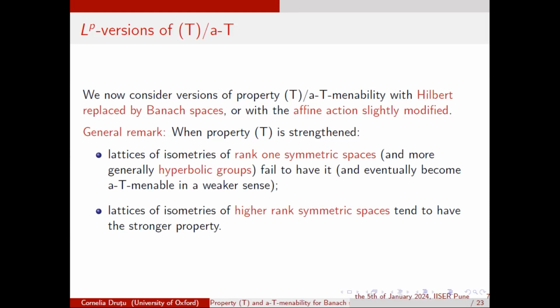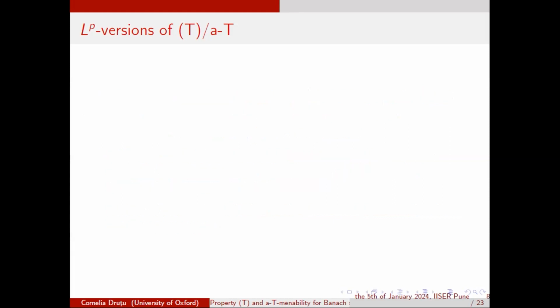And as you will see, this general feeling that people had, which is that property T for rank 1 groups, groups of isometries of rank 1 symmetric spaces, and more generally hyperbolic groups, is not as robust, is confirmed. In all the cases that I'll mention, it's in fact confirmed, or conjecturally confirmed. There is a conjecture in that direction, and it makes sense.